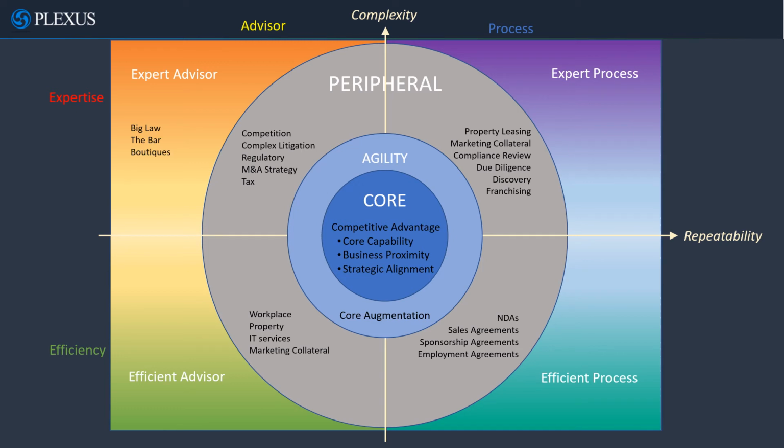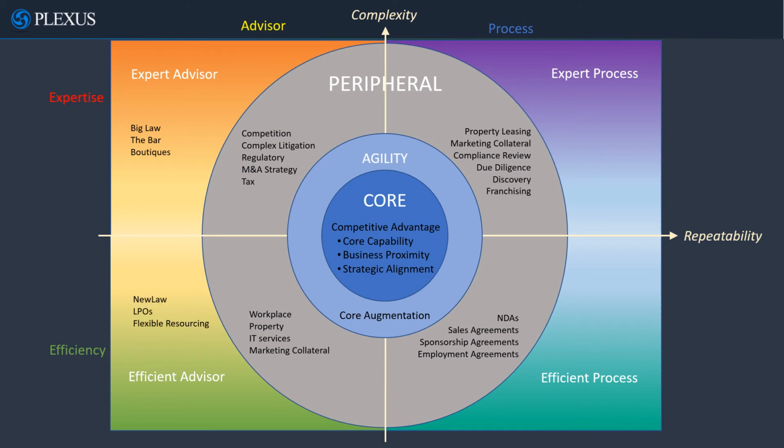Well, we're seeing leading functions look at, well, if I need an expert advisor for this type of work, I'm more interested in the advisor than where they sit. I might find that advisor at the big law. I might find them at the bar. I might find them at a boutique. Increasingly, I might even find them at one of the big 4. I don't care where they are. I want the expertise.